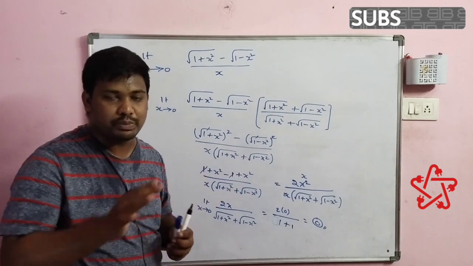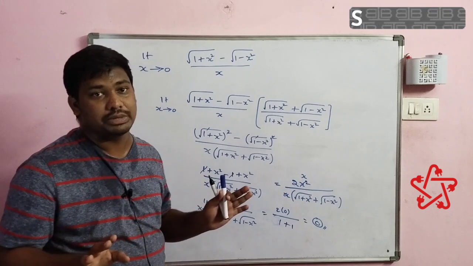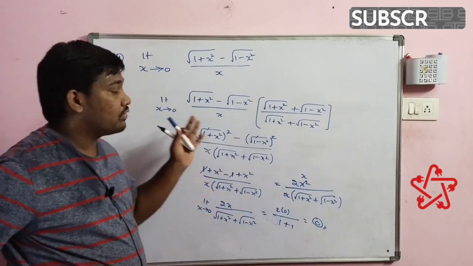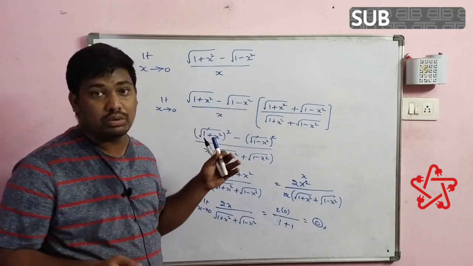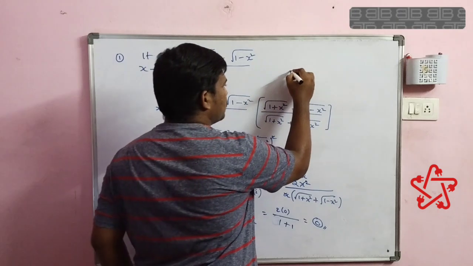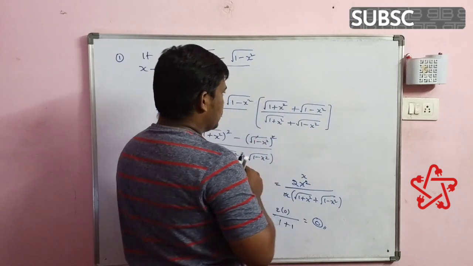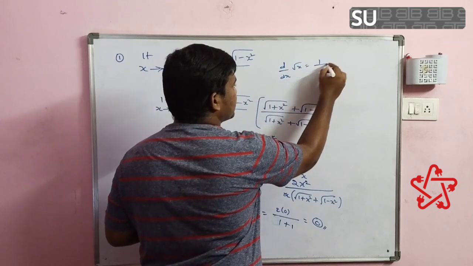Most preferably, they will ask from L'Hospital rule only. They will not go beyond L'Hospital. So be careful while solving through L'Hospital. Before, I just showed how to solve through L'Hospital. It is not perfectly of the form. If you know perfectly, the differentiation d by dx of root x is actually 1 by 2 root x.